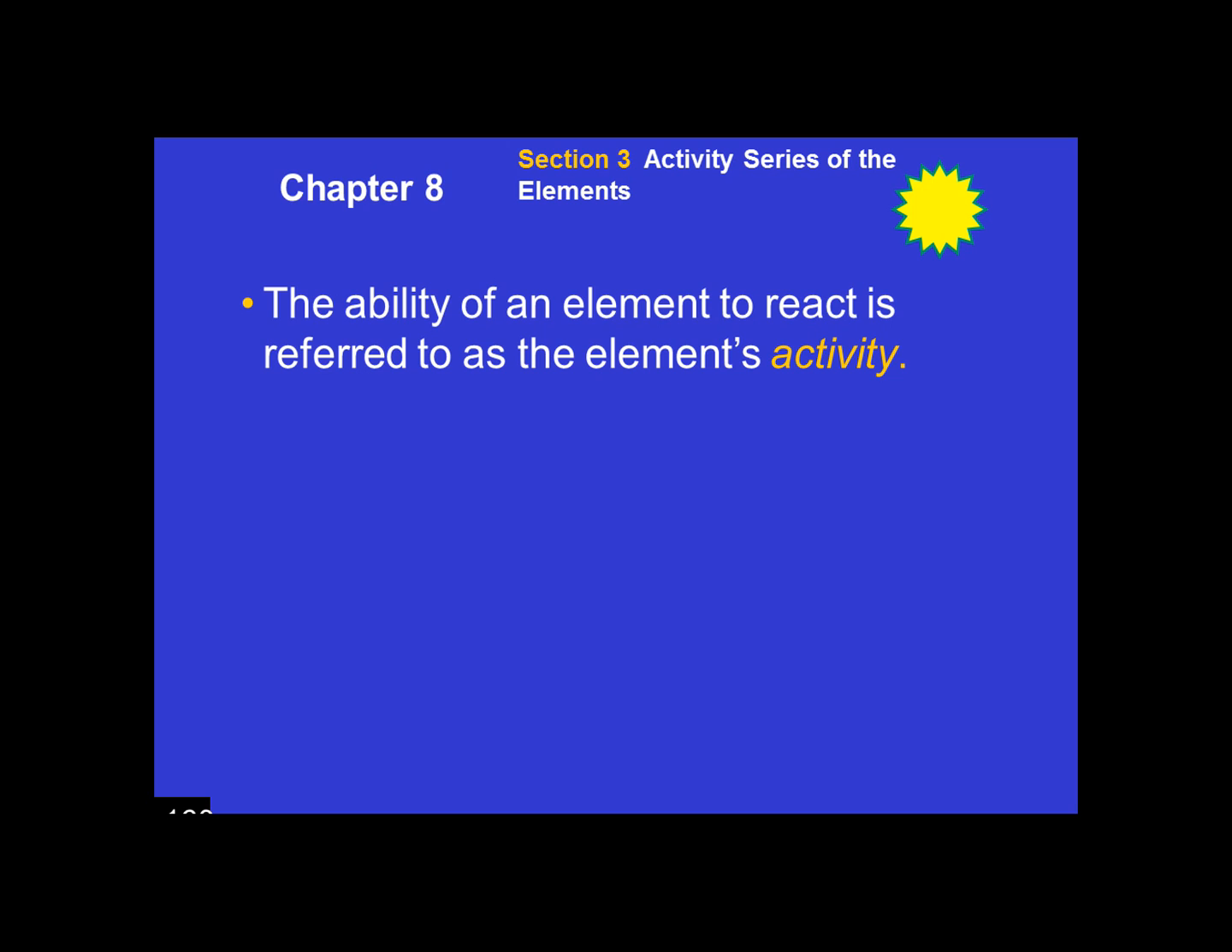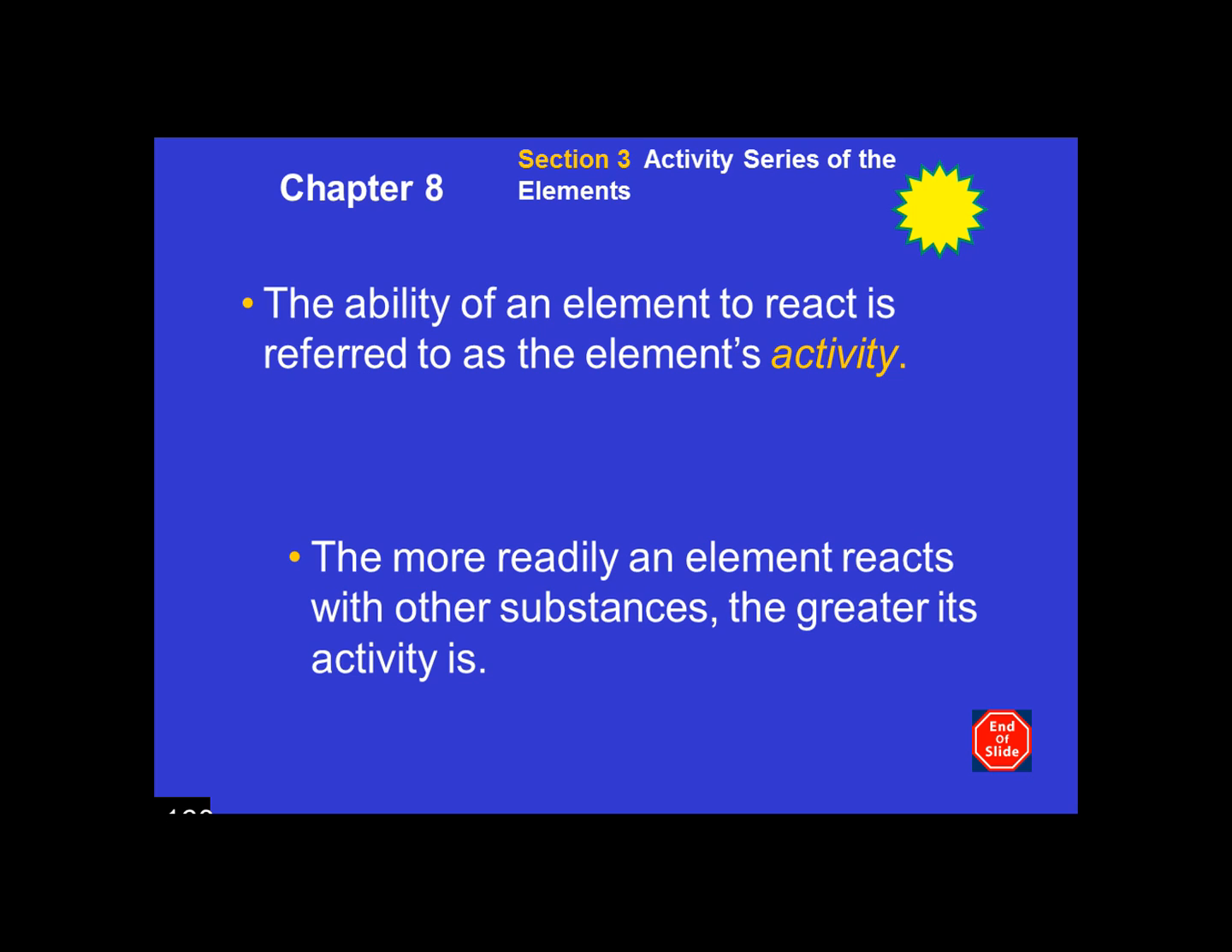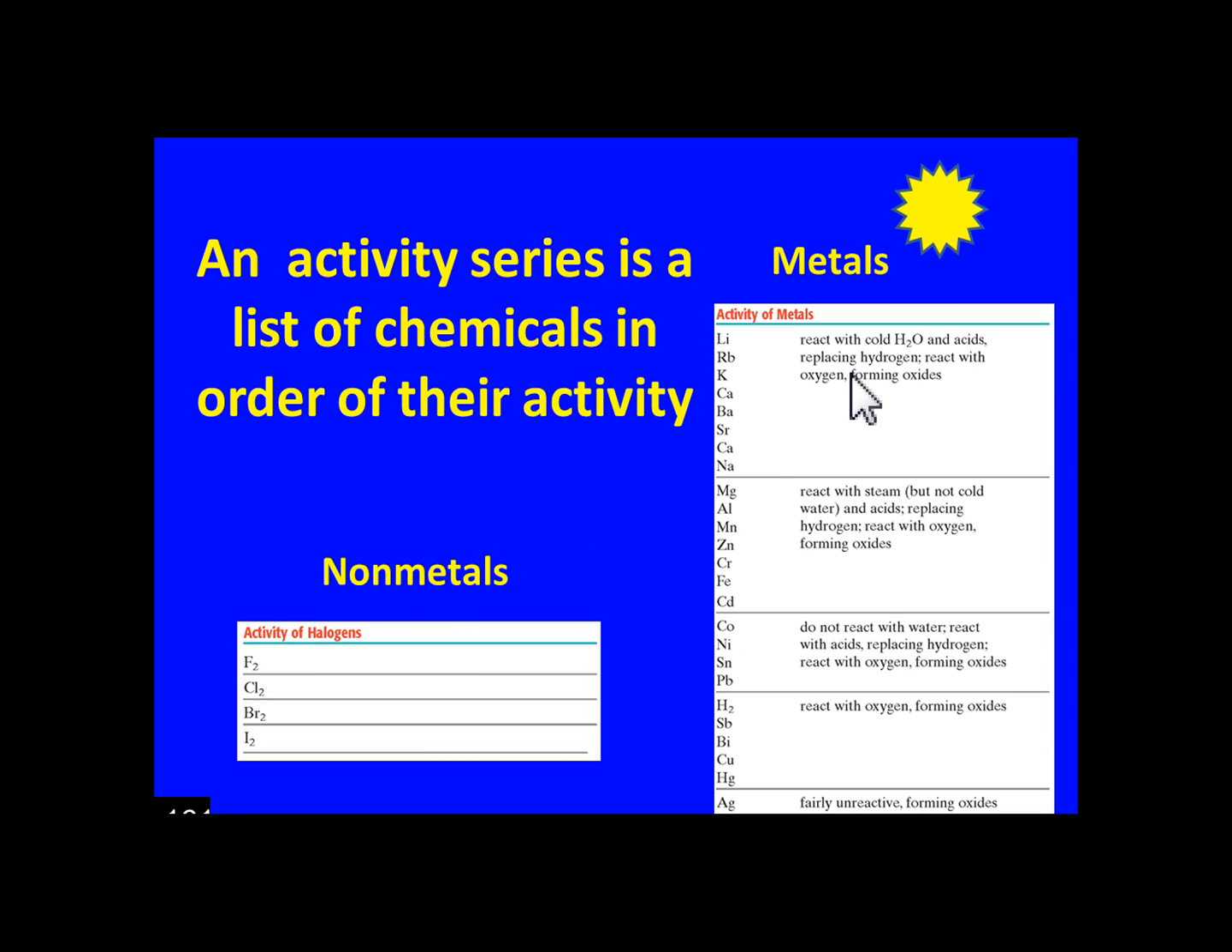Now, the ability of an element to react is referred to as the element's activity. The more readily an element reacts with other substances, the greater its activity. Here's an example of an activity series. Notice there's a metal section and a non-metal section. The activity series is just a list of chemicals in order of their activity. It's kind of like a pecking order, or an order of who's the strongest.